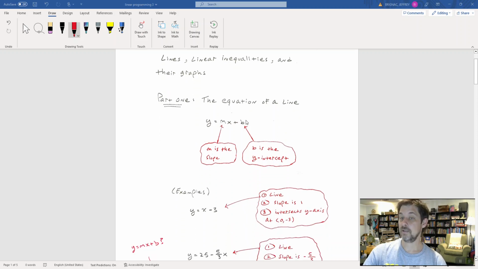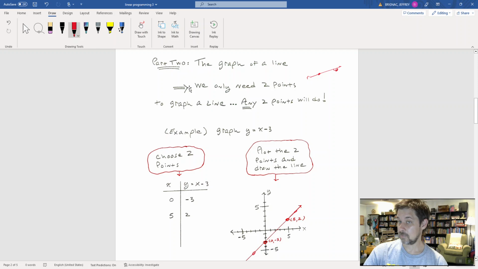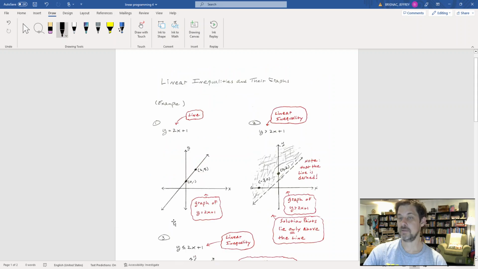So I just made this video where I just had two objectives really. One was to recognize the equation of a line when you see it, and the other was that if you needed to graph a line and you had no other way to do it, it would just be a matter of choosing any 2 points on the line, plotting them, and then drawing it. Okay? Alright, so that's what I wanted you to get out of the first video about this.